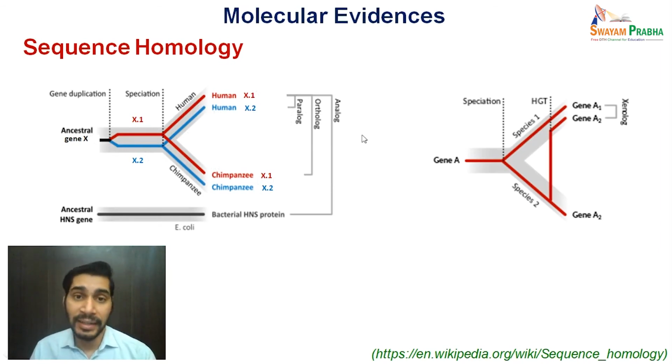There is another category which is called xenologous. Now in this xenologous, let's say there is a gene A which has gone to species 1 and species 2 because of the speciation process. Now a part of it, let's say gene A2, because of HGT, horizontal gene transfer, has gone to this particular organism of species 1. So species 1 has gene A1 and gene A2, and these genes A1 and A2 are xenologs of each other.